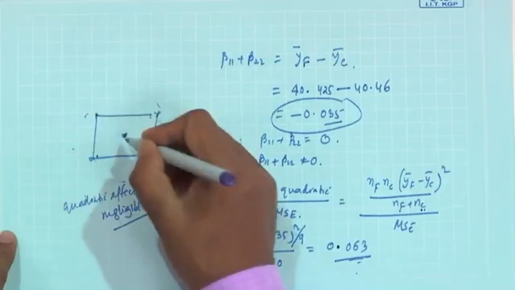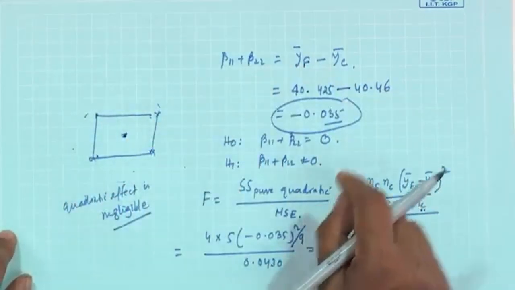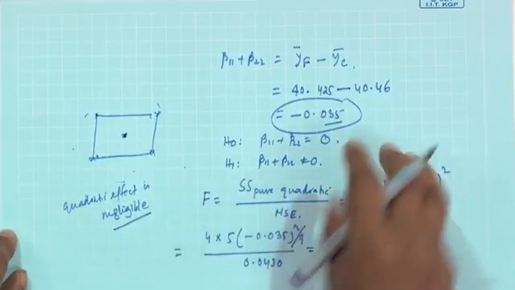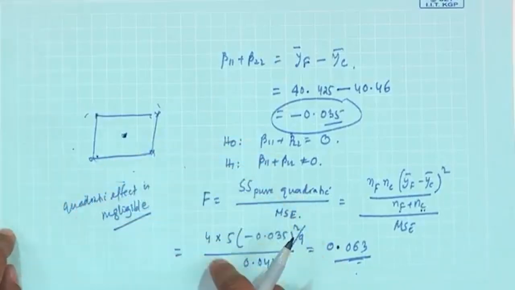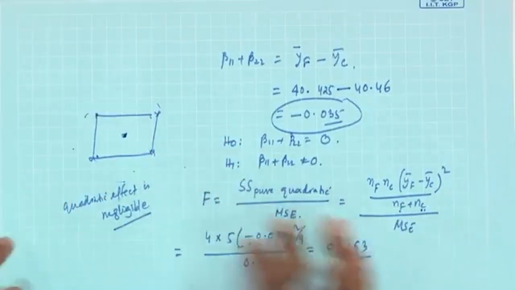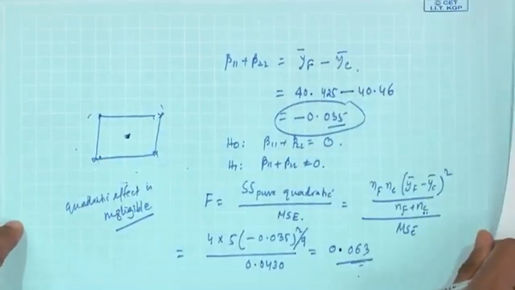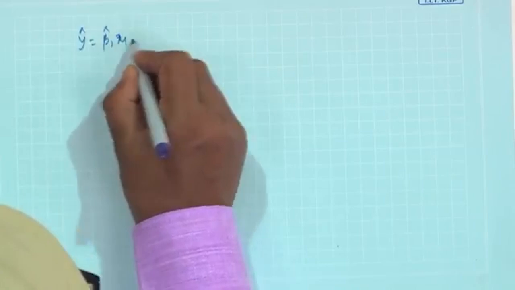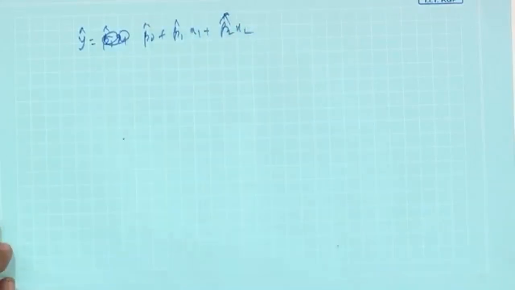So, the factorial point design with center points has given you data to estimate the error, and you have estimated the error. You are in a position to find out whether the beta on the interaction effect is significant or not. You are also in a position to find out whether the quadratic effect is present or not. So, the quadratic effect is not there, interaction is not there, that means the first order model is probably a fit one. We are saying y cap equal to beta 0 cap plus beta 1 cap x 1 plus beta 2 cap x 2, this is a fit one.